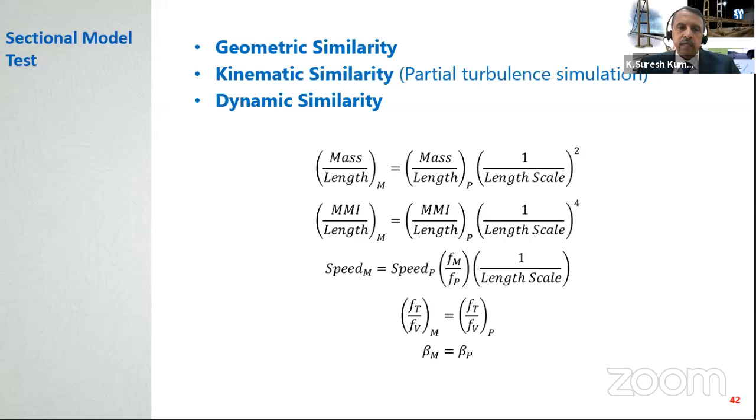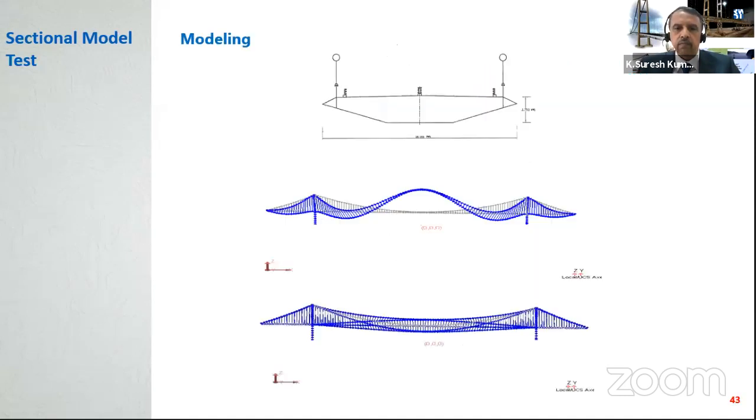Another challenge you are going to get is that because the scale is bigger, you have to go through partial turbulence simulation, because if you don't do that, you will amplify the inertial response coming out of the test. This is one of the examples of a box girder bridge going through a section model test. This is approximately a kilometer long, and this bridge has a beautiful shape.